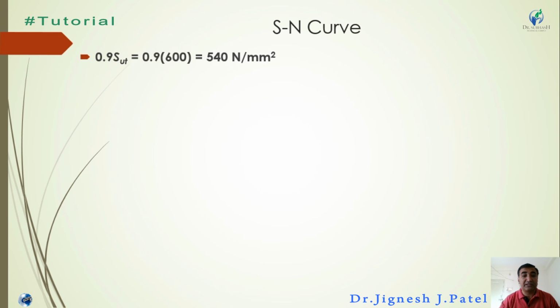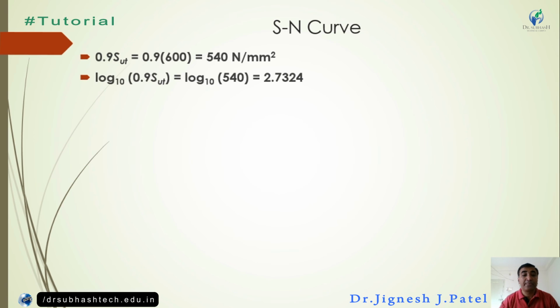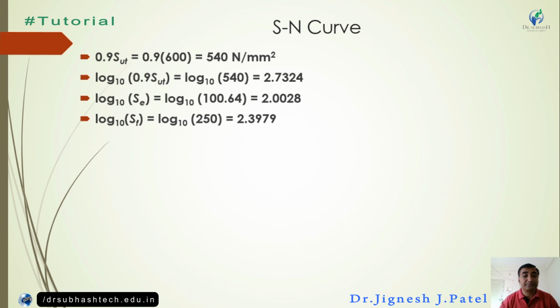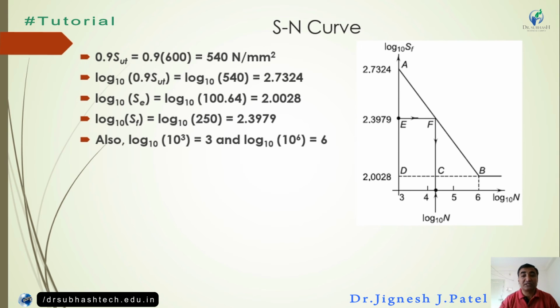For the SN curve, the required values are, first of all, 0.9 SUT, 0.9 into 600, so 540 Newton per mm square. Log 0.9 SUT is equal to 2.7324. Log SE is equal to 2.0028. Log SF is equal to 2.3979. Also log 10 raised to 3 is equal to 3 and log 10 raised to 6 is equal to 6. Now construct the SN diagram.